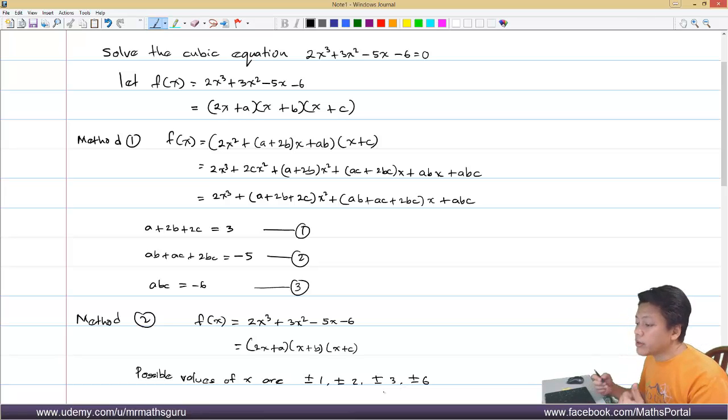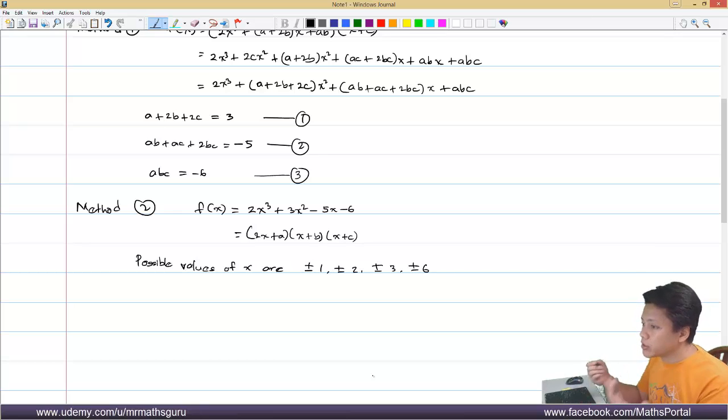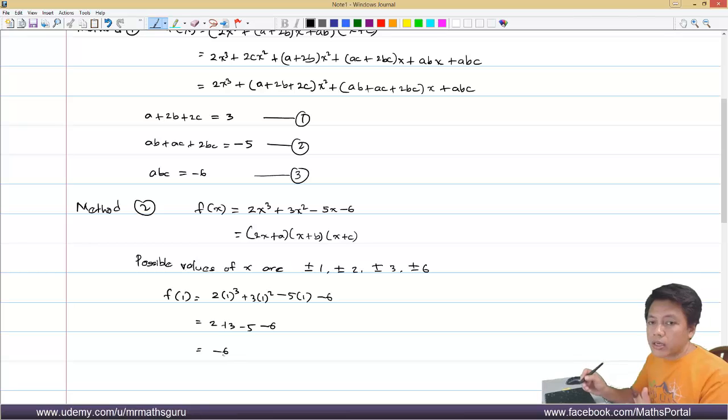And we are going to do trial and error. This is quite tedious, but because the question asks for it, we have to do it. So let's try x equal to 1. f(1) equals 2 times 1 cubed, plus 3 times 1 squared, minus 5 times 1, minus 6, that is 2 plus 3 minus 5 minus 6, that is 5 minus 5 minus 6, which equals minus 6. So 1 is not a possible value of x.